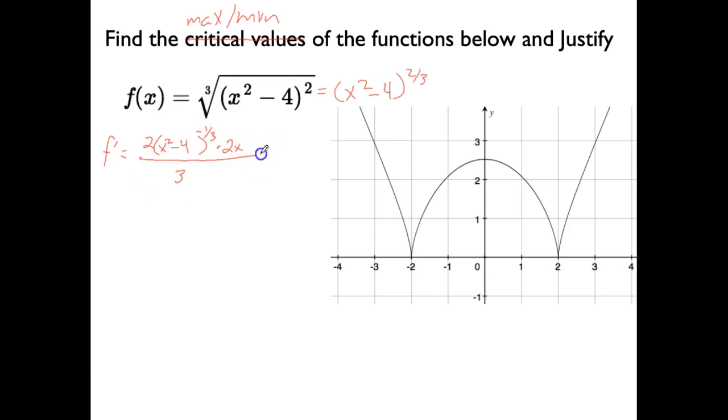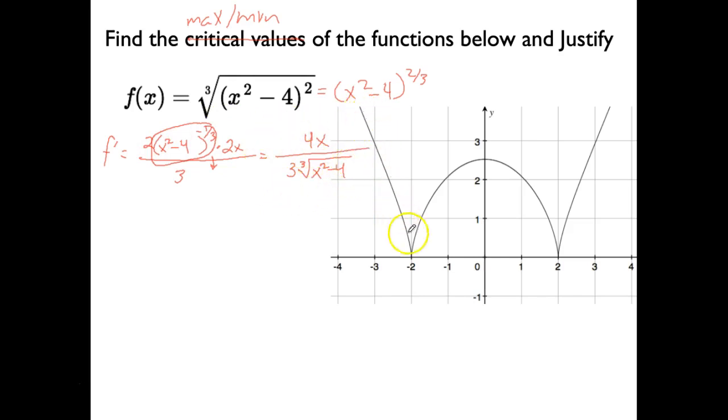Okay, let's rewrite this. I'm going to move this whole thing to the bottom, and it'll now have a positive exponent. It'll be included on the bottom with that 3. So 3 cube root x squared minus 4. On top you have a 2 times 2x, which is 4x. Okay, this is the derivative.